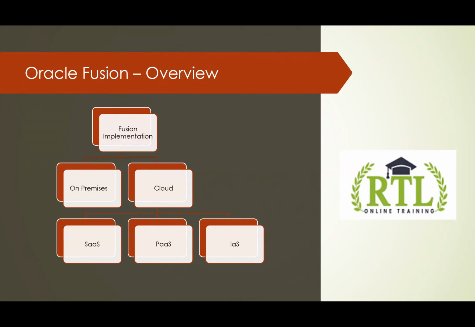Now, this Fusion Cloud has three types of implementations: the SaaS model, the PaaS model, and the IaaS model. In the SaaS model, what are you going to get? SaaS is software as a service. PaaS is platform as a service. IaaS is infrastructure as a service. In the software as a service model, you are not allowed to do any customizations. It is a plain vanilla implementation. Customization here means you're not allowed to do any integration. That's it.